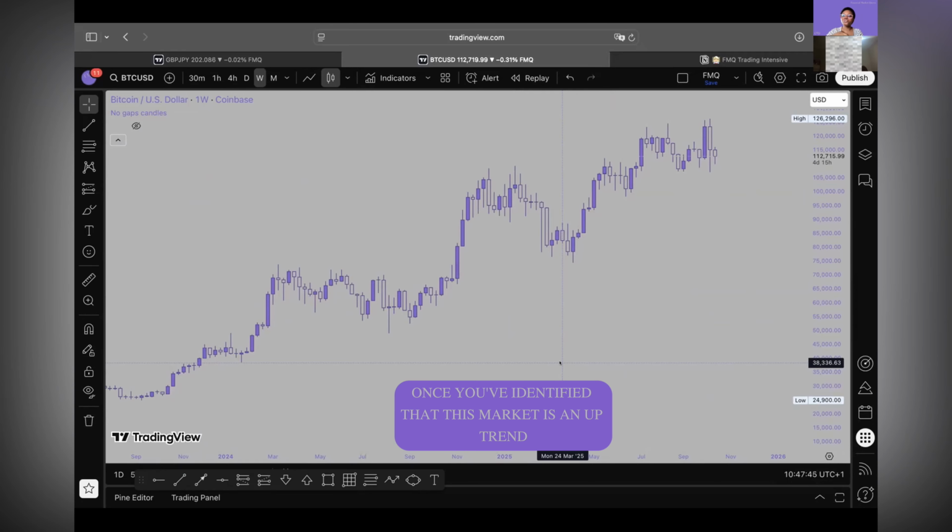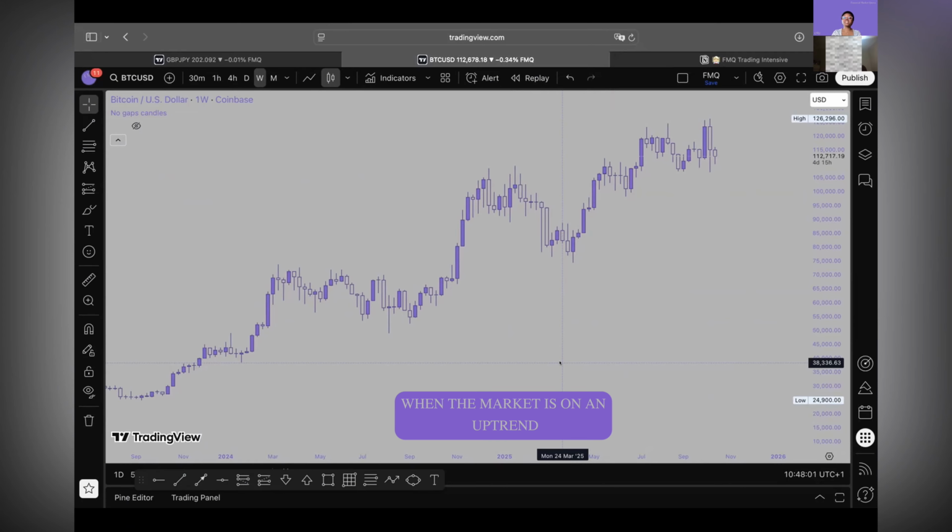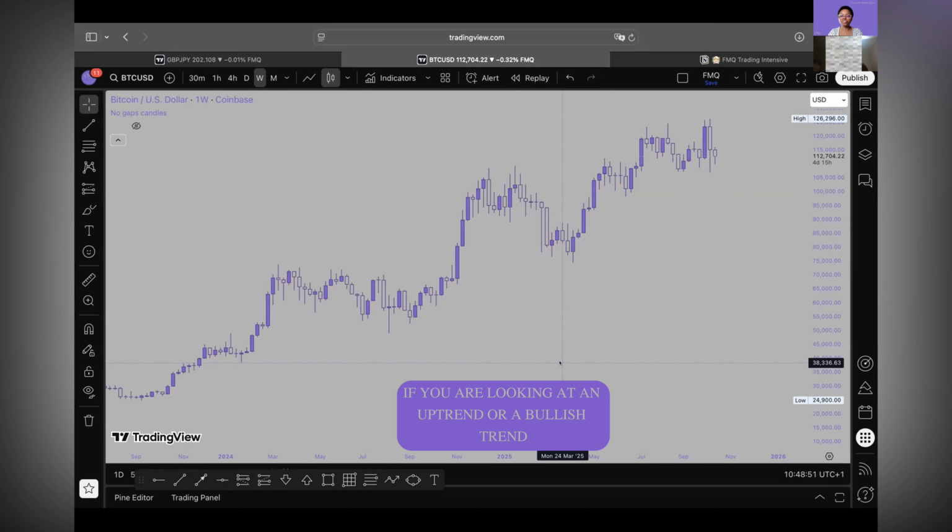Once you've identified that this market is an uptrend, why are you looking for a supply zone? What zone should you be looking for if a market is on an uptrend? Demand zone. Exactly. When the market is on an uptrend, you'll be looking for a demand zone to take your entry because you do not want to sell, you want to buy, and you want to buy from the low and not from the high. Demand is for buyers, supply is for sellers. Support is for buyers, resistance is for sellers. If you are looking at an uptrend or a bullish trend, you're looking for demand zones.